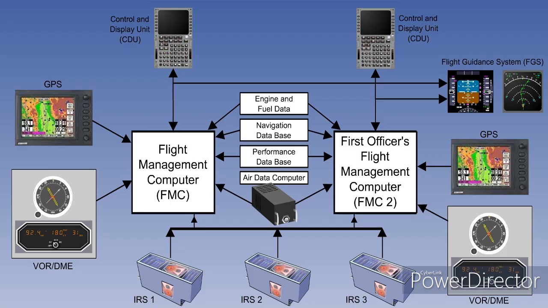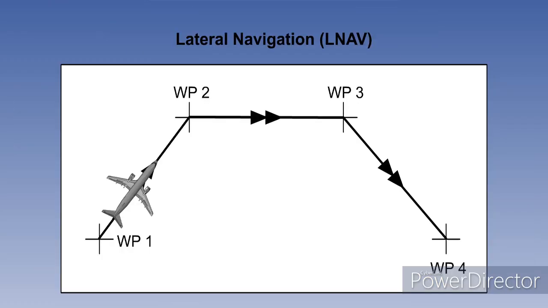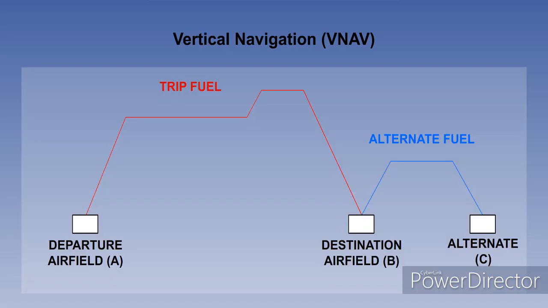The commands generated to the flight guidance system give 2 types of guidance. The first is lateral navigation, or LNAV. This is in the horizontal plane, steering the aircraft left or right as required to follow a route through a series of waypoints to the destination. The second is vertical navigation, or VNAV. This is the vertical profile and takes account of the optimum flight level for the weight and distance, the fuel used, and the diversion requirements.